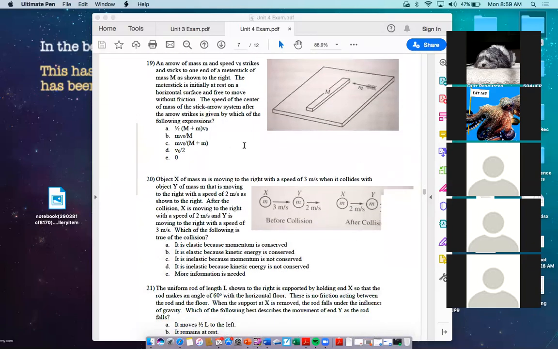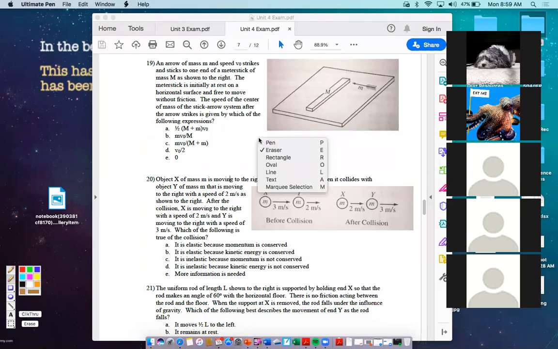Number 19 was fun. Okay, so we can view this in several ways. First of all, I know this arrow is going to stick, and I know it's moving with the initial speed of v. So the speed of the center of mass is given by which of the following expressions?